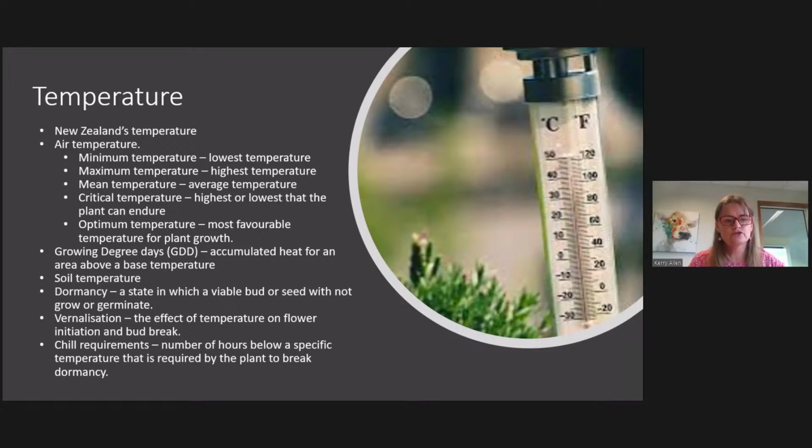Next, moving into growing degree days. This is the accumulated heat for an area above a base temperature. And this is used to determine where plants grow in the country. So all parts of the country are slightly different. For example, if we look at Auckland, they are 1600, and if we go to Dunedin, it is 600. Now, if you're determining where you grow plants, for example, eggplants require 1,000 growing degree days. So it probably wouldn't be best to grow eggplants in Dunedin because they're not going to have enough of that heat temperature in which to mature the crop.